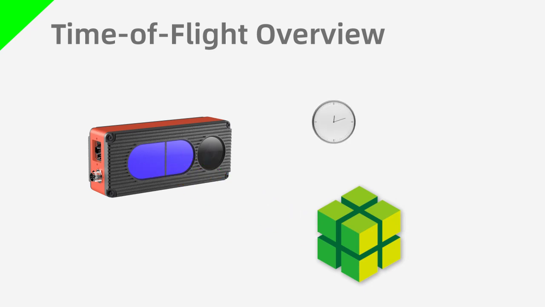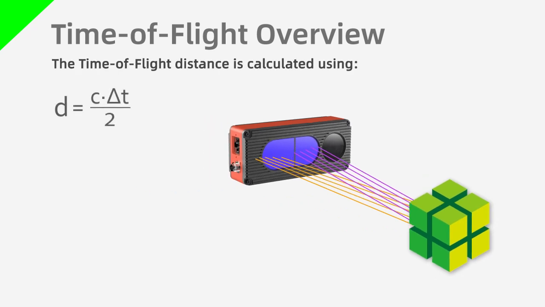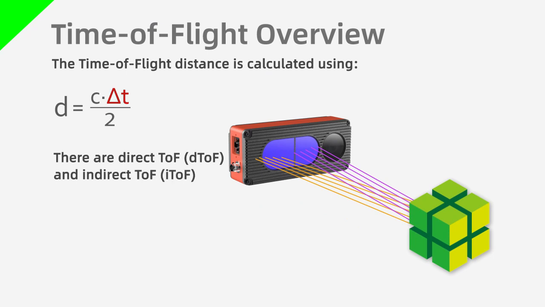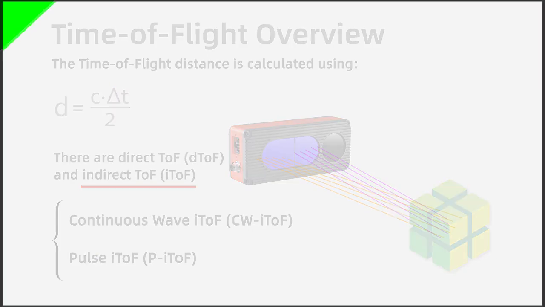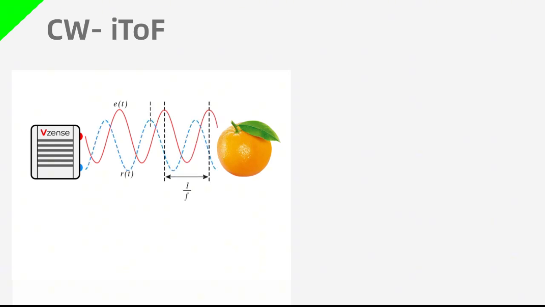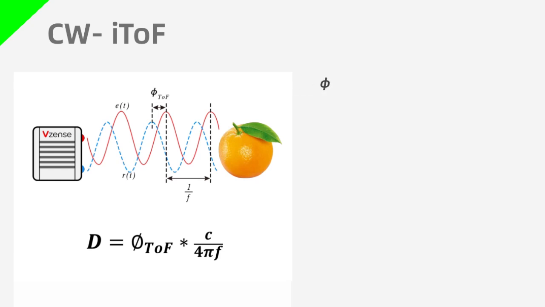3D depth data is calculated by measuring the time for emitted light to reflect back from the scene. There are different types of ToF, including direct and indirect. Today we'll focus on indirect ToF, which has two modes: continuous wave and pulse. For continuous wave indirect ToF, the basic principle is modulating light into square waves at a specific frequency, then measuring the phase offset between emitted and received signals to calculate distance.